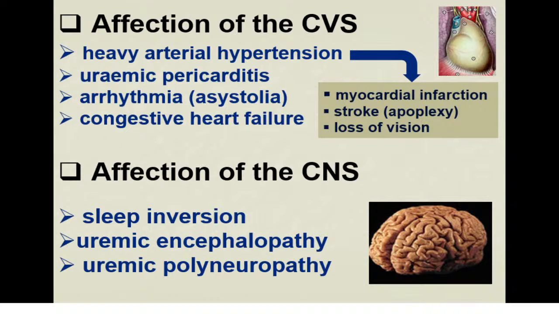In the early period there will be inversion of sleep, later there will be encephalopathy, the patient cannot control his emotions, and later there will be uremic polyneuropathy, because besides the central nervous system the peripheral nervous system will be involved due to electrolyte, vitamin and water balance disorders.